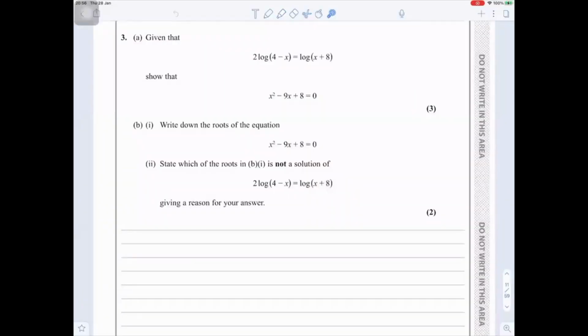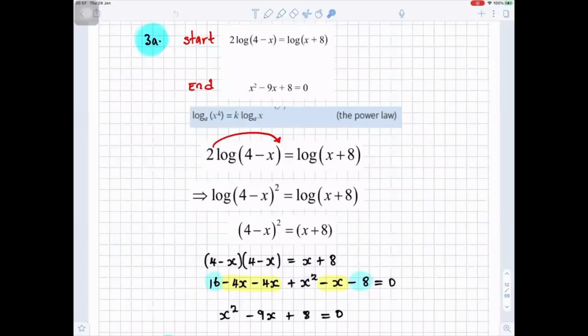Question number 3. 2 log bracket 4 minus x equals log bracket x plus 8. Show that x squared minus 9x plus 8 equals 0. So for question 3a, we start with 2 log bracket 4 minus x equals log bracket x plus 8, and we want to end with this quadratic.